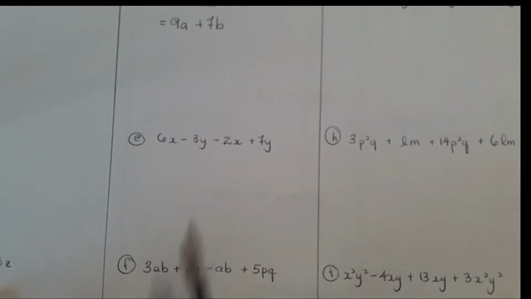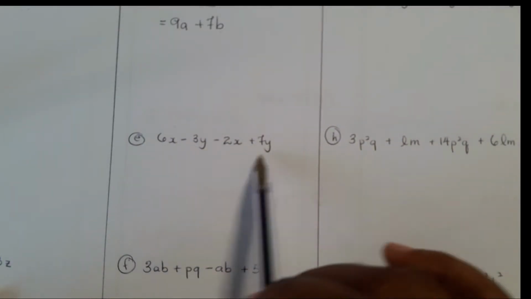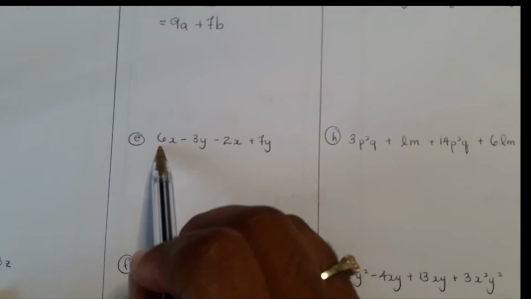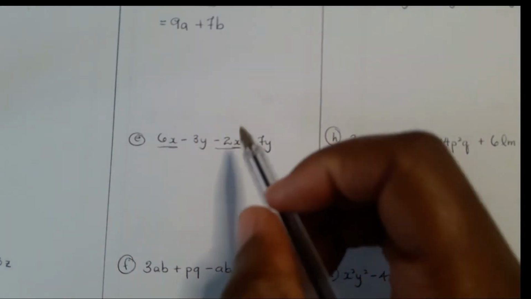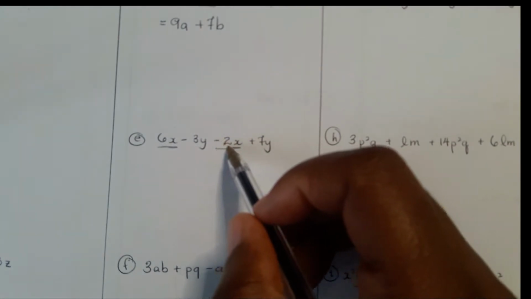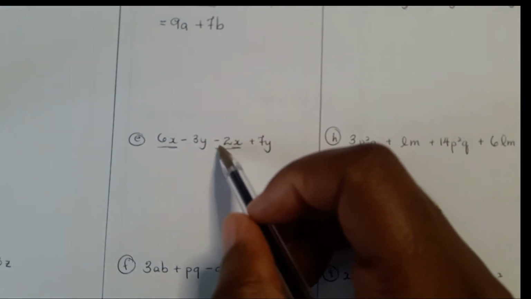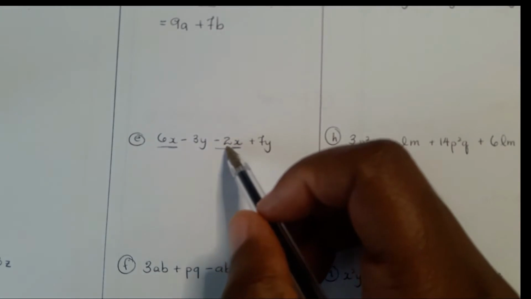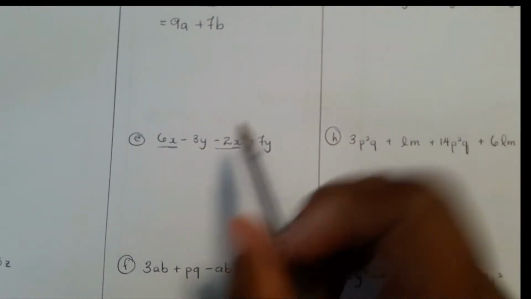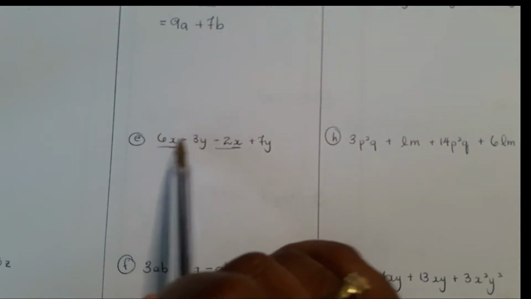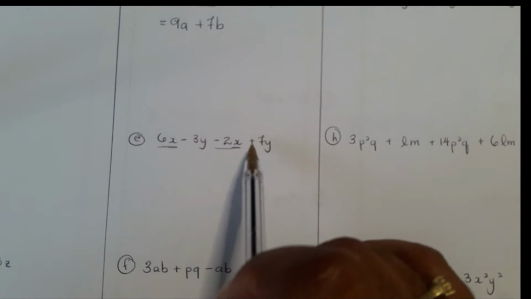Here we have another one where we have different variables again. And so we have 6x and we have negative 2x. So remember, when the addition or subtraction sign comes to the left of that number, it tells us whether the number is positive or negative. So we have positive 6 minus 2x. Nothing else has an x, so we say 6 minus 2x.